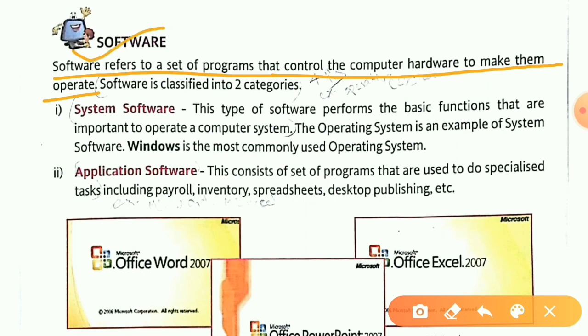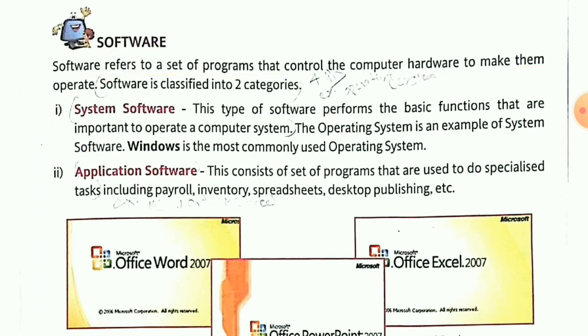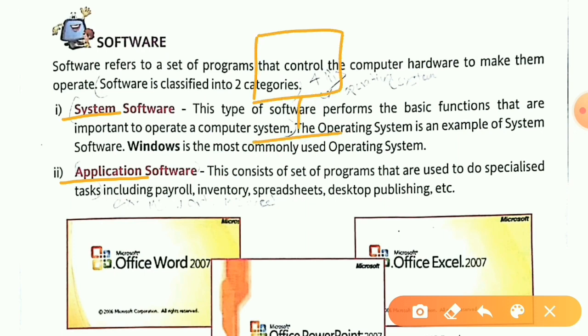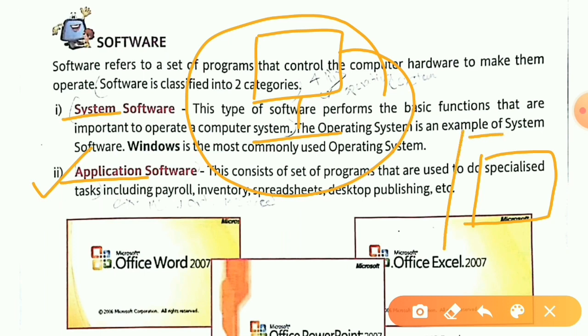Now see, software is classified into two categories: your system software as well as your application software. Let us understand these also. The first one contains the word system, and the second one contains the term application. System is basically your overall computer, it reflects your overall computer. But regarding application, it means some basic functionality it is holding.